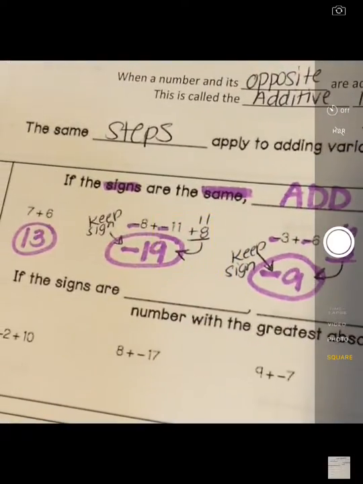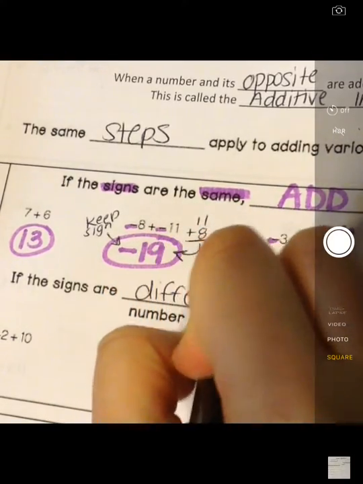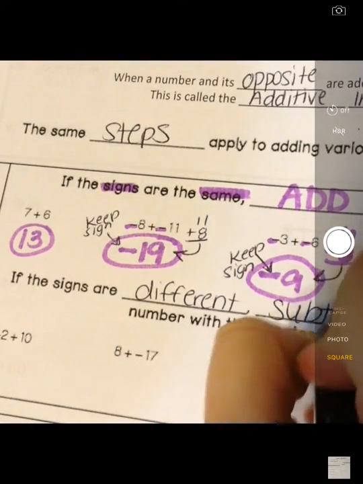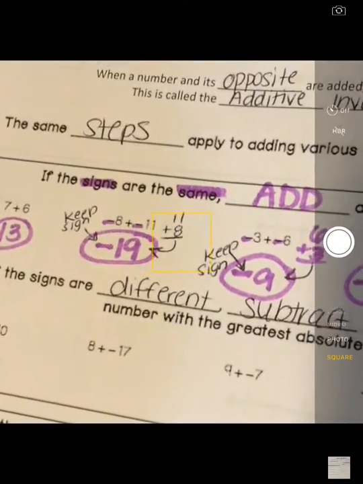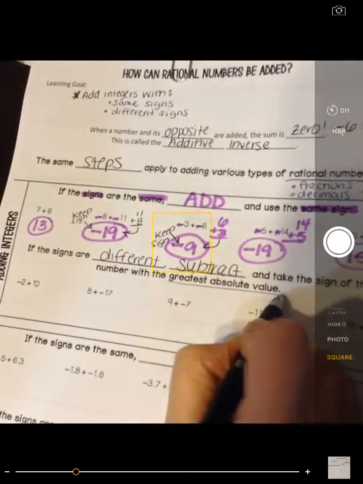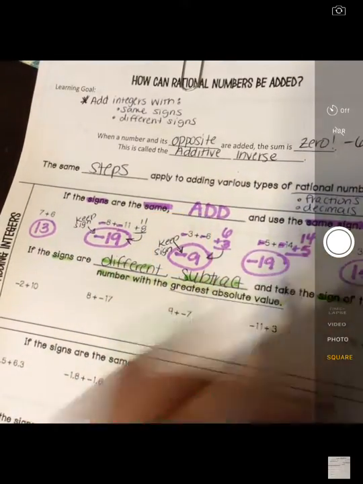If the signs are different, you will subtract, and then you will keep the sign of the greater absolute value. So whatever the greater number is, greater value. It's super important. If signs are different, you subtract, and then you take the sign of the greater absolute value.